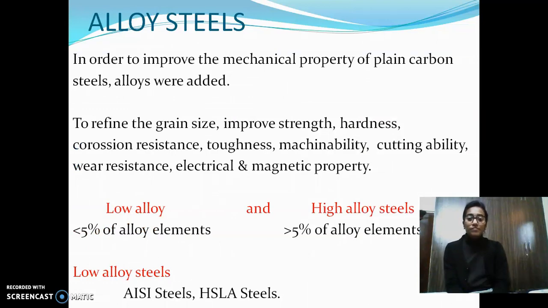So in order to improve the mechanical property of plain carbon steels, alloys were added. The addition of alloys was to refine the grain size, and to improve strength, hardness, corrosion resistance, toughness, machinability, cutting ability, wear resistance, electrical and magnetic property. So under alloy steels, we have low alloy steels with less than 5% of alloy elements and high alloy steels with greater than 5% of alloy elements. So under low alloy steels, we have AISI steels and HSLA steels.